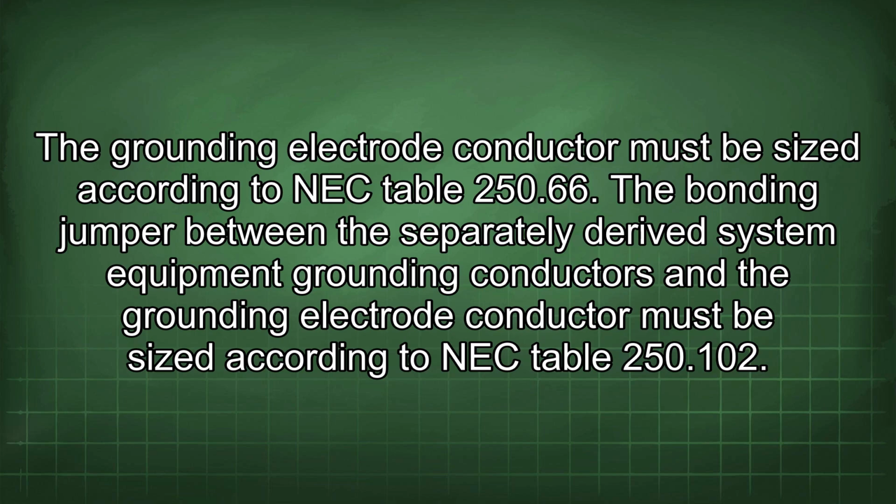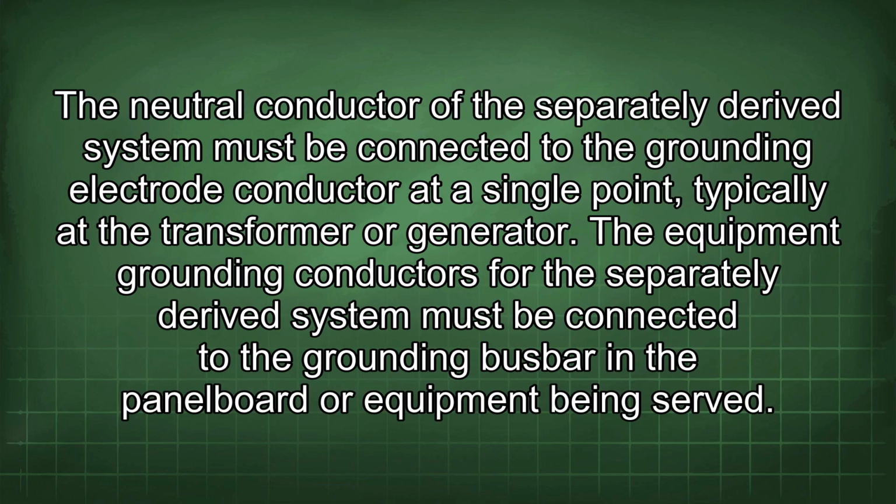according to NEC Table 250.102. The neutral conductor of the separately derived system must be connected to the grounding electrode conductor at a single point, typically at the transformer or generator.